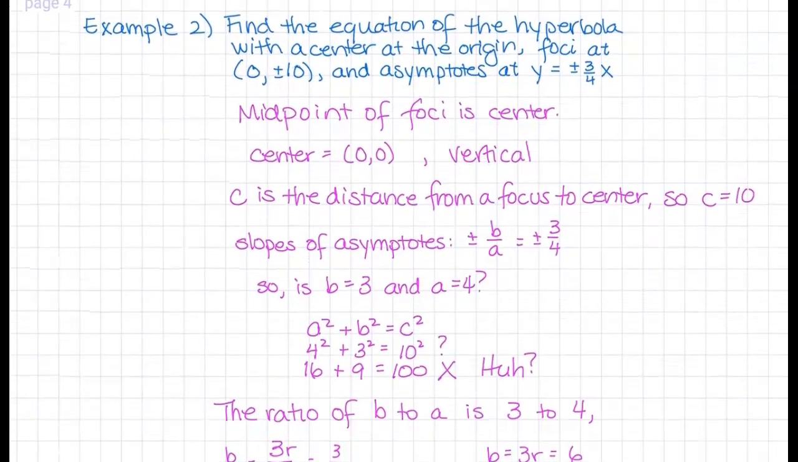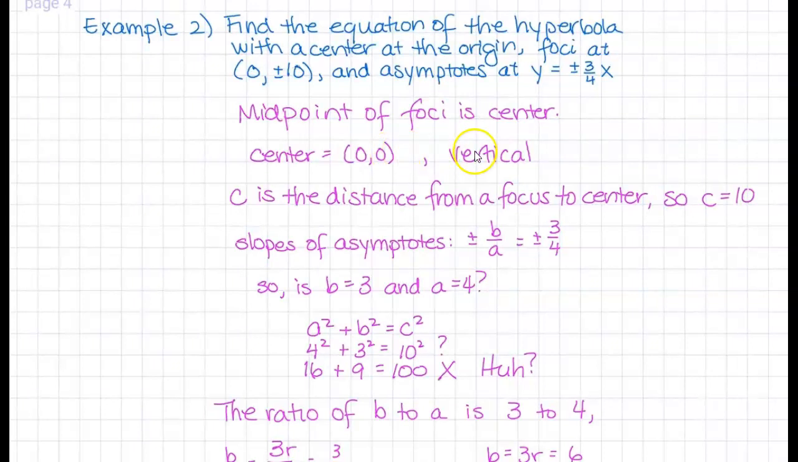All right, so here we go. The problem did give us the foci and the asymptotes, and we're supposed to come up with the equation. Well, we know that the midpoint of the foci is going to be the center, and we can see that the midpoint of the two foci is going to be at 0, 0. Also, if you think about plotting the foci, they're going to be vertically aligned from each other. And so we know that this is going to be a vertical hyperbola.